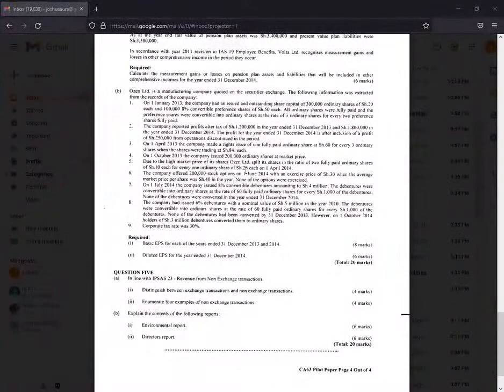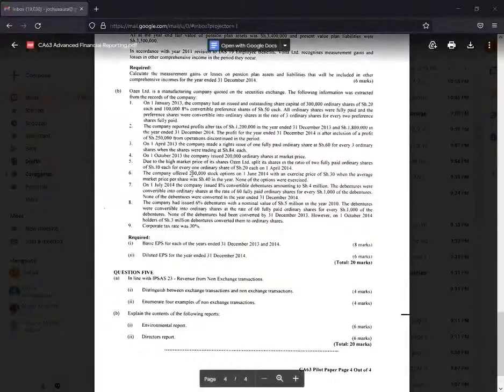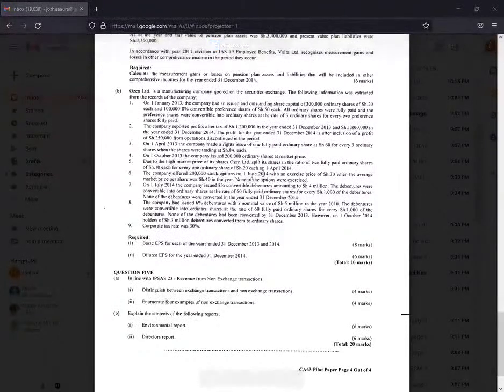Due to the high market price of its shares, Ozen Limited split its shares in the ratio of 2 fully paid ordinary shares of shillings 10 each for every 1 ordinary share of shillings 20 each on 1st April 2014. We are told the company offered 200,000 stock options on 1st June 2014 with an exercise price of shillings 30 when the average market price per share was 40 in the year. None of the options were exercised. This will help us in diluted EPS.